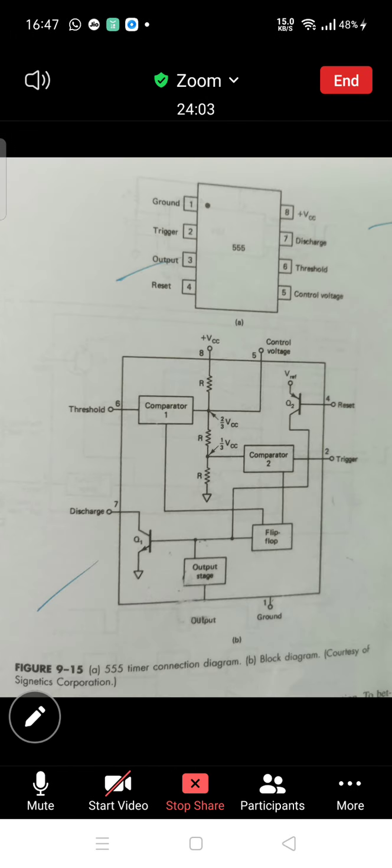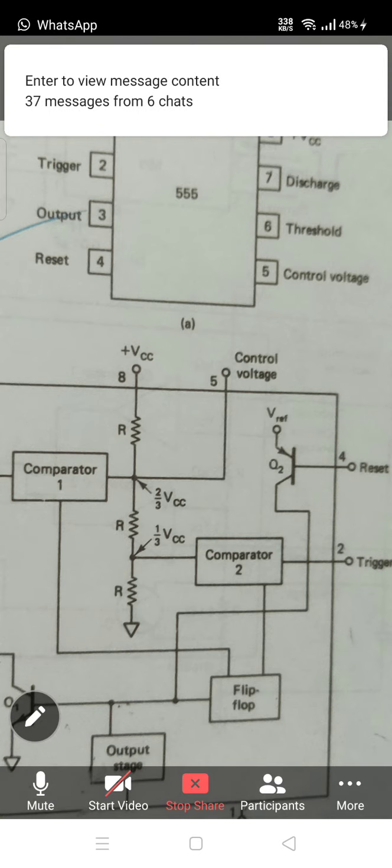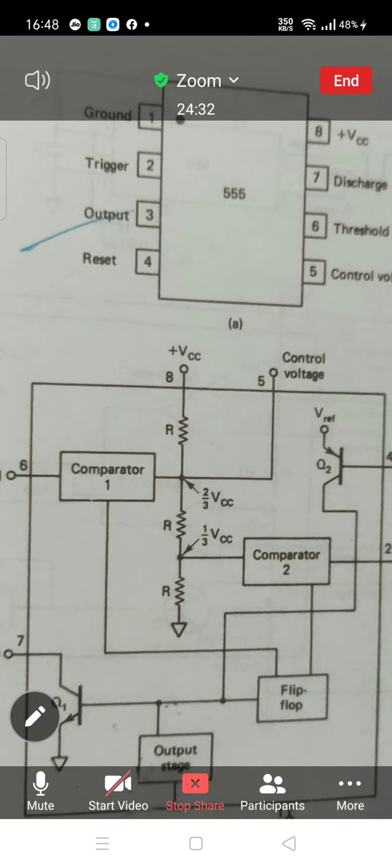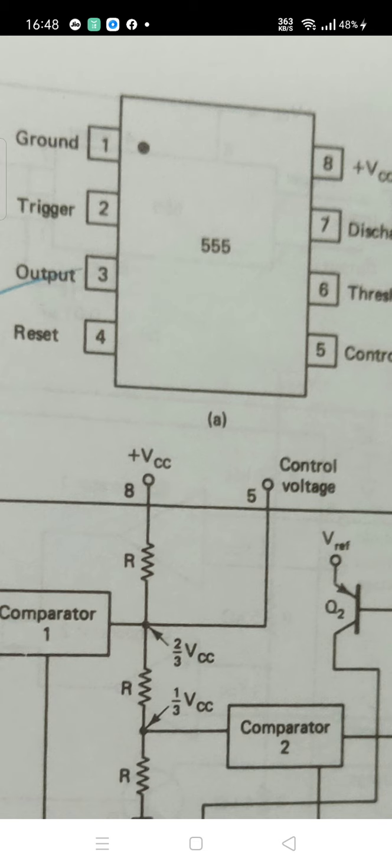So this is the diagram of the pins that will be shown here. Now the first diagram, the upper one, is the 555 timer connection diagram, and the lower, second one will be the block diagram. Okay. So in this first diagram we will see the pin numbers and the connection diagram.